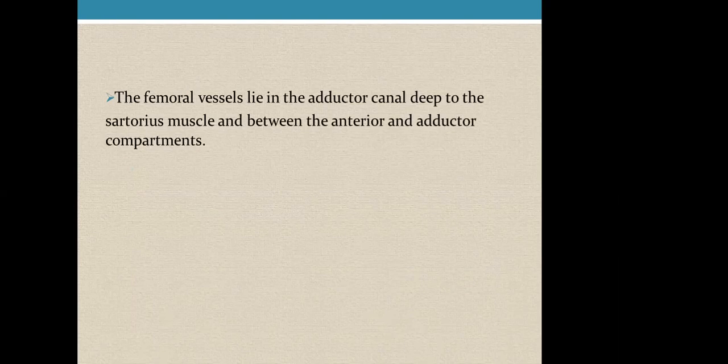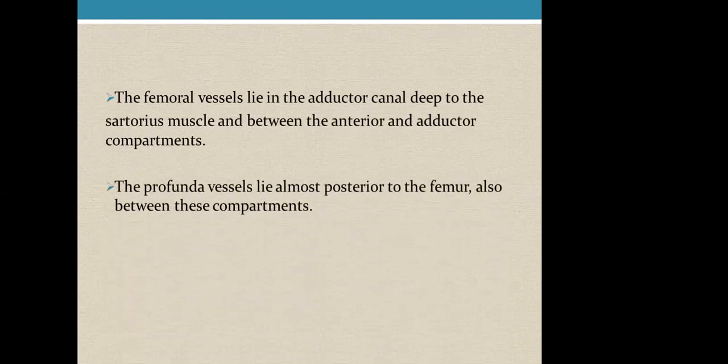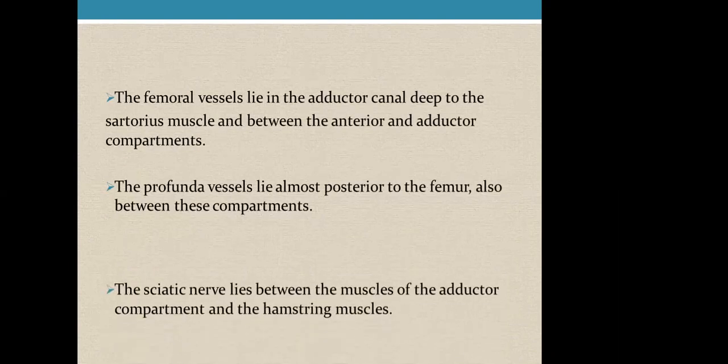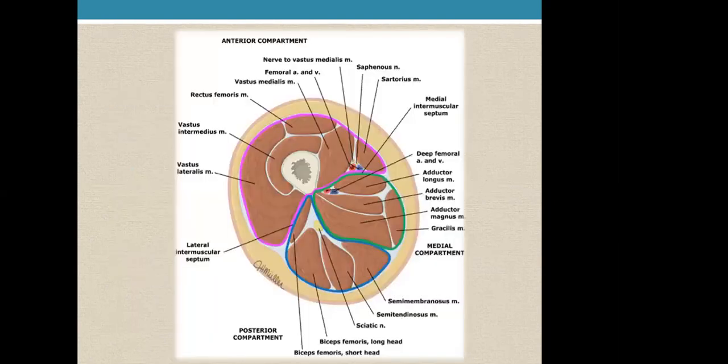and adductor compartments. The profunda vessels lie almost posterior to the femur, also between these compartments, which is the anterior and the adductor compartment. The sciatic nerve lies between the muscles of the adductor compartment and the hamstring muscles, which is the posterior compartment.